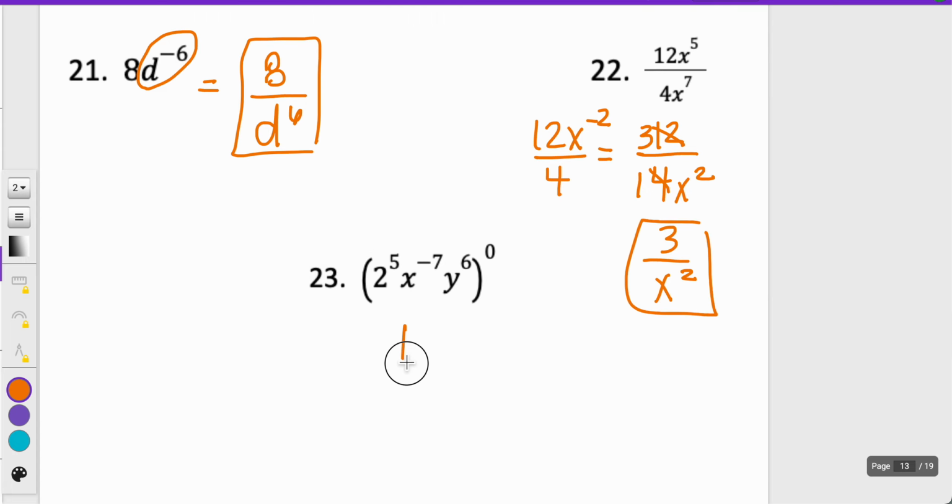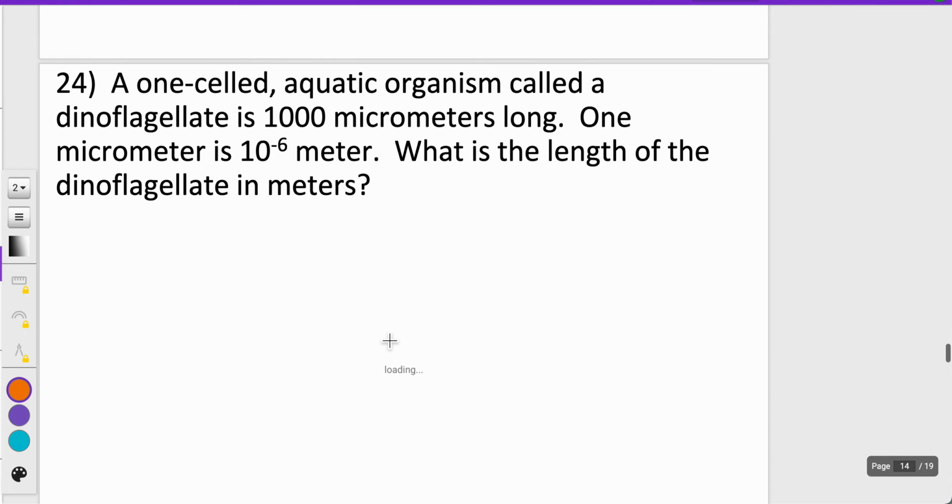23, very simple. That is just going to be 1 since everything to the 0 power was distributed, and we're going to get 1. The last one, it says a one-celled aquatic organism called a dinoflagellate is 1,000 micrometers long, and 1 micrometer is 10 to the negative 6 meters. So what is the length? We're going to be taking that 1,000 and multiplying it by 10 to the negative 6.